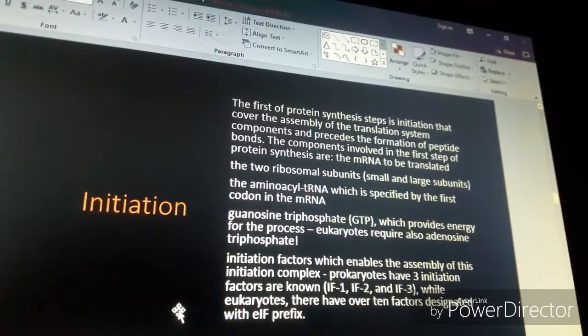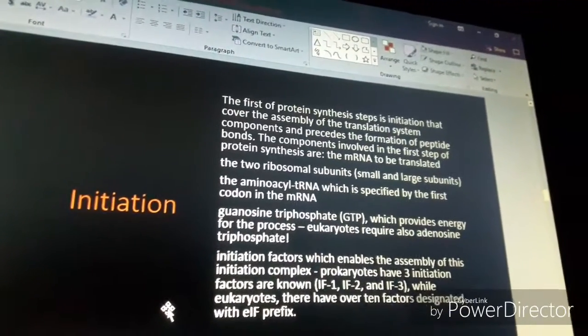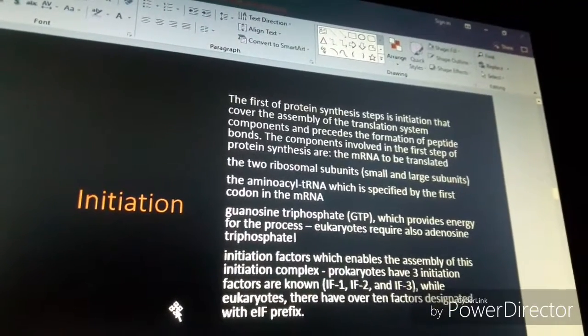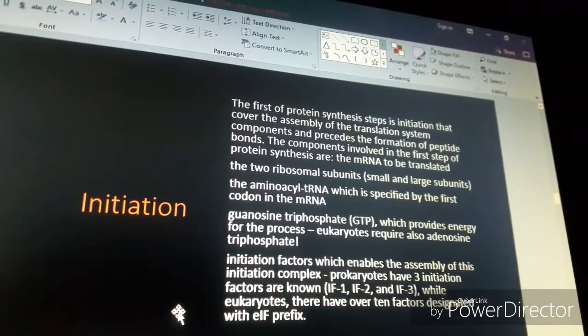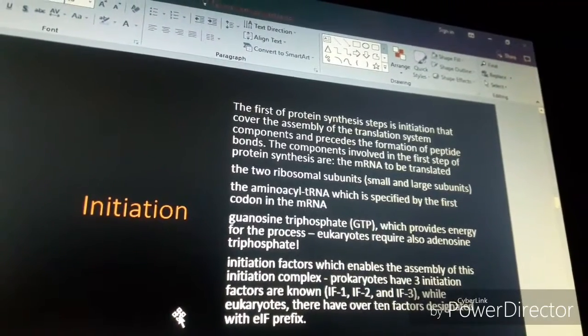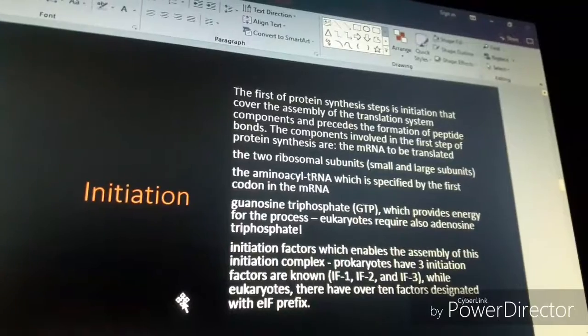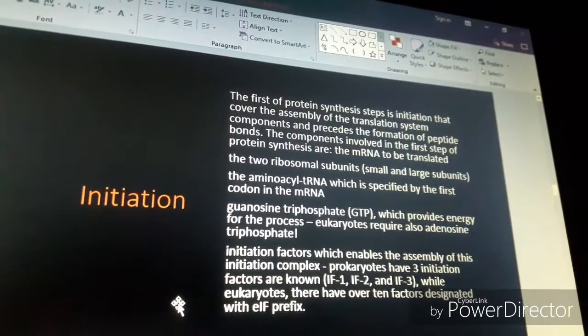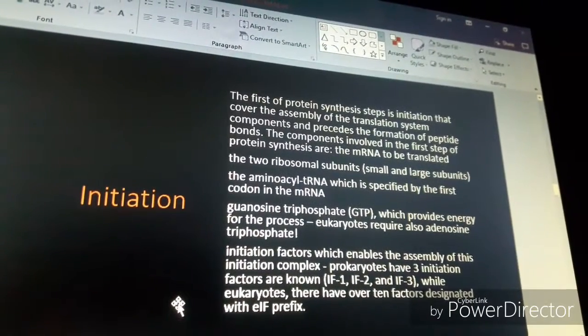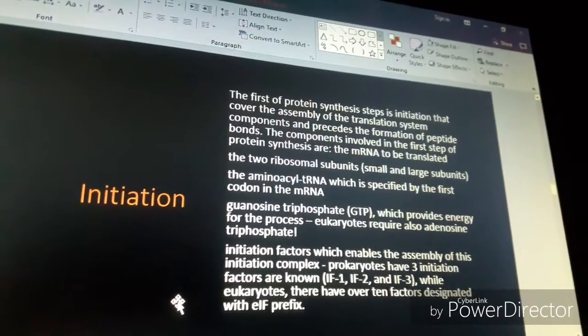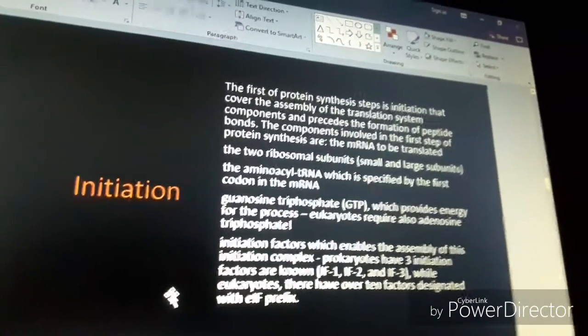Eukaryotes also require adenosine triphosphate. Initiation factors enable the assembly of this initiation complex. In prokaryotes, 3 initiation factors are known: IF1, IF2 and IF3, while eukaryotes have over 10 factors designated with the eIF prefix.